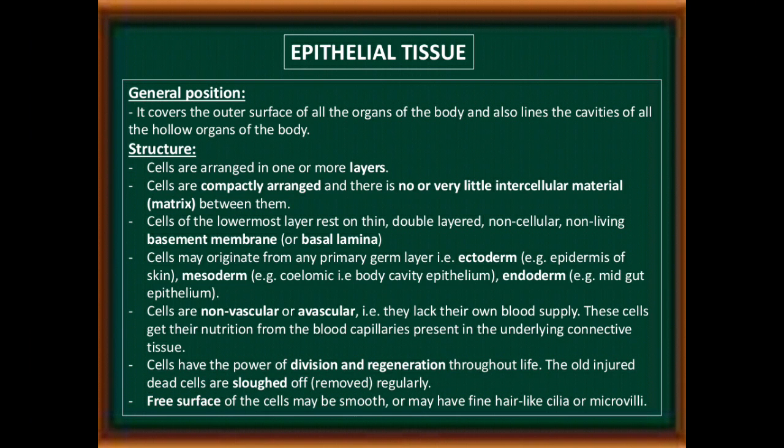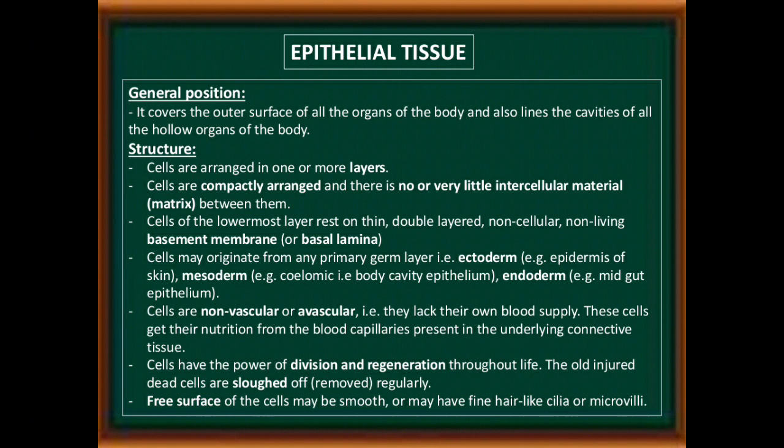Now see the different types of epithelial tissue. General position: it covers the outer surface of all the organs of the body and also lines the cavities of all the hollow organs of the body. Structure: cells are arranged in one or more layers. Cells are compactly arranged and there is no or very little intercellular material, means the matrix between them. Cells of the lowermost layer rest on a thin double layered non-cellular non-living basement membrane, that is a basal lamina.